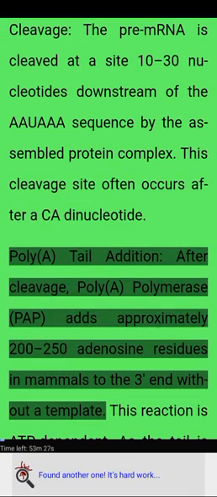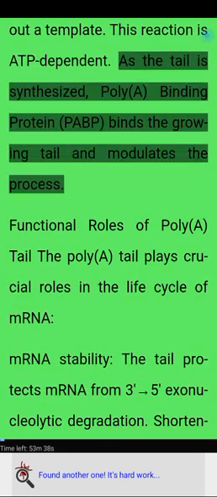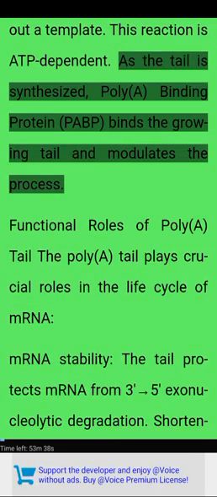Poly A tail addition. After cleavage, poly A polymerase, PAP, adds approximately 200 to 250 adenosine residues in mammals to the 3' end without a template. This reaction is ATP dependent. As the tail is synthesized, poly A binding protein, PABP, binds the growing tail and modulates the process.